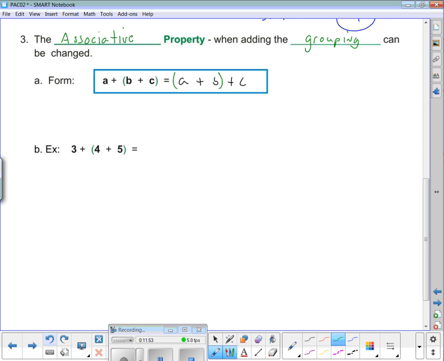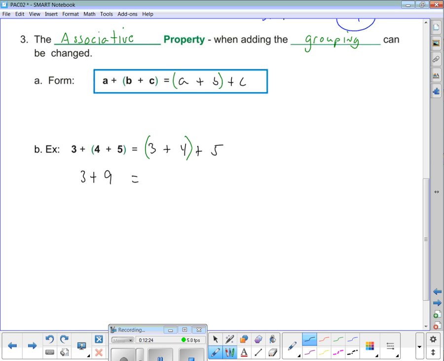So let's test this property. We've got an example, 3 plus the grouping 4 plus 5. Let's do the property. Take your black, go black 3, black plus 4, black plus 5. And let's again take our green and change the grouping. All right, let's work this problem. Now, according to the order of operations, we have to do what's in the parentheses first. So on the left-hand side, we do the 4 plus 5 first, right? We still have 3 plus and then that 9.